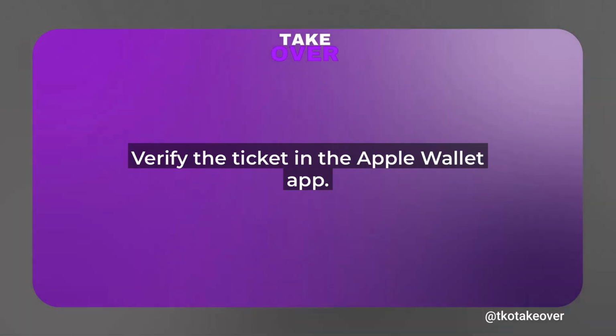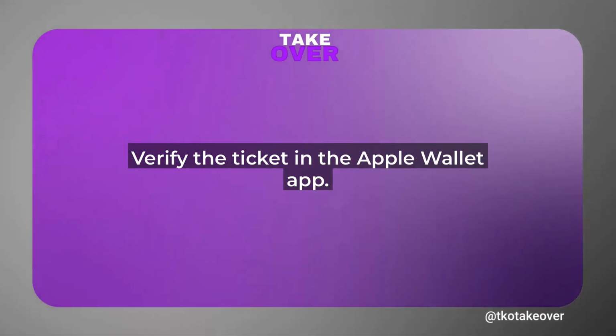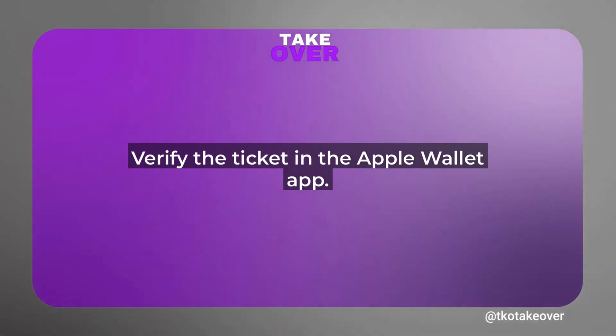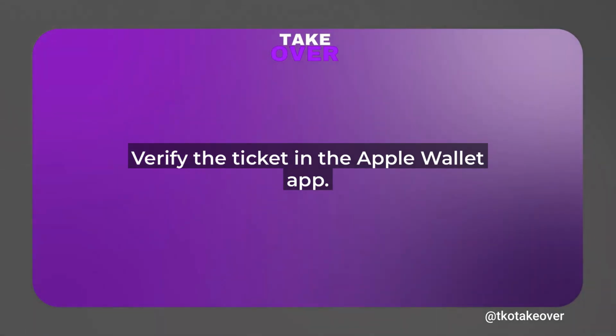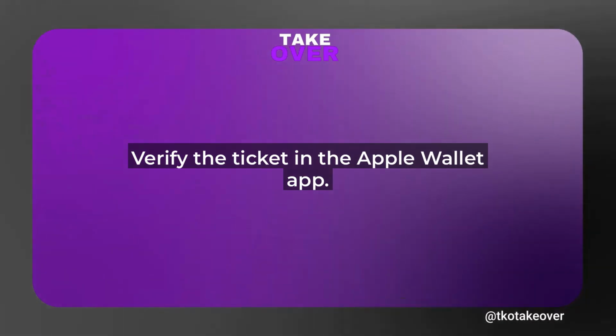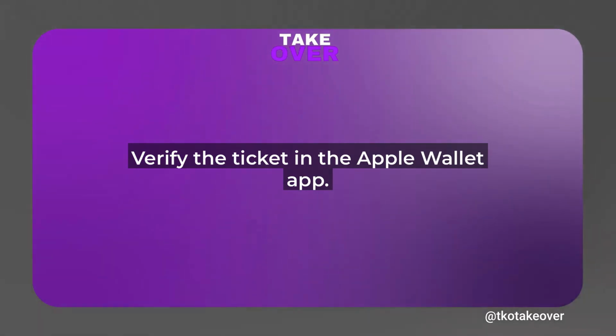Now, open the Apple Wallet app on your home screen. Your new event ticket should appear as a card. Swipe through to verify all the details are correct. Pro tip: you can customize the card by editing the information if needed, but that's optional.